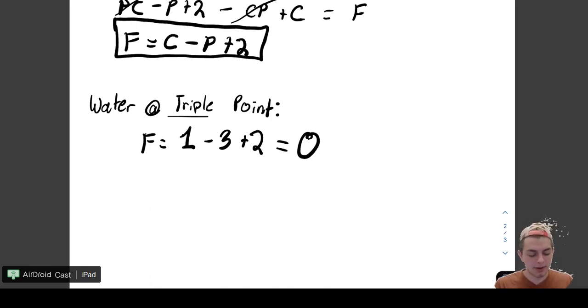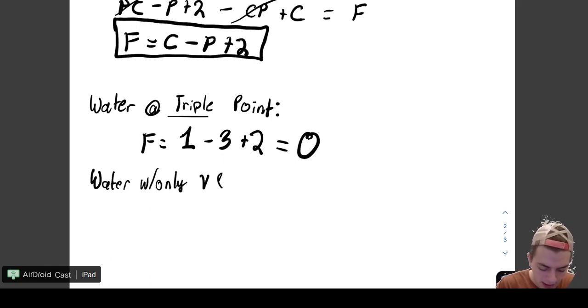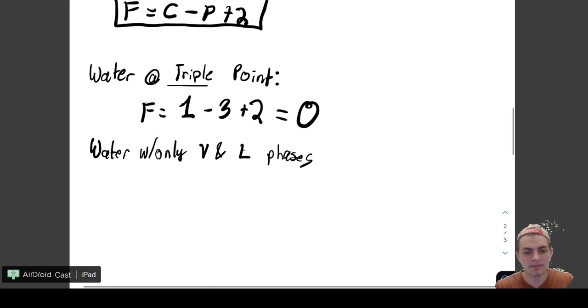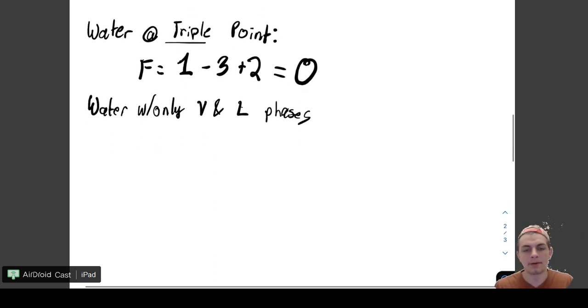Now, let's talk about when vapor and liquid coexist. So now we just have vapor and liquid. It's not just the triple point. So I'll say water with only vapor and liquid phases. And I would say this is probably the most common water equilibrium that we're going to experience in life, right? So the degrees of freedom, again, will be equal to the number of components.